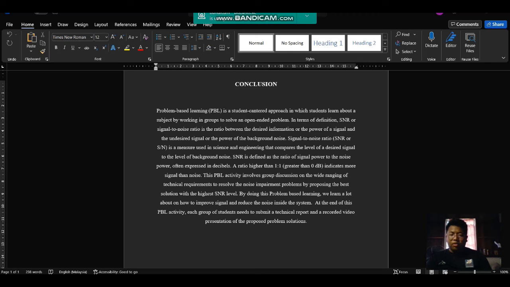This PBL activity involves group discussion on the wide range of technical requirements to solve the noise impairment problems by proposing the best technical solution with the highest SNR level. By doing this problem-based learning, we learn a lot about how to improve the signal and reduce the noise inside the system. At the end of this PBL activity, each group of students needs to submit a technical report and a recorded video presentation of the proposed problem solution.